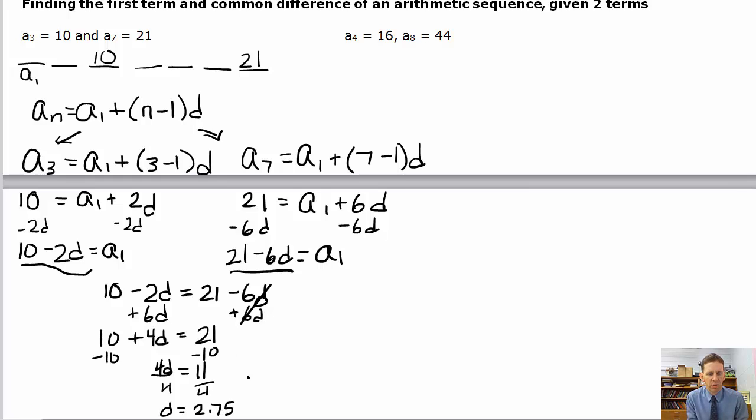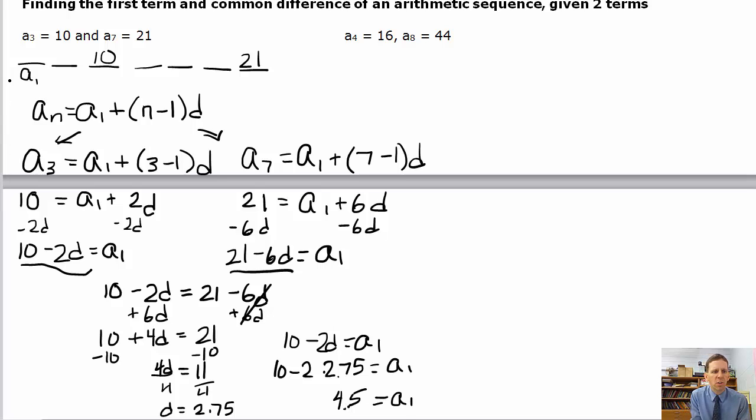That's my constant difference. To figure out what the first term is, I can go to one of these expressions I've underlined to figure out what a sub 1 is. I'm going to choose this expression right here, the one that says 10 minus 2d equals a sub 1. Since d is equal to 2.75, I'm just going to replace the d with a 2.75. And if you do 10 minus 2 times 2.75, this is actually equal to 4.5 if you crunch that out. That's what a sub 1 is equal to, which means the first term is a sub 1, which is one thing I'm trying to find.